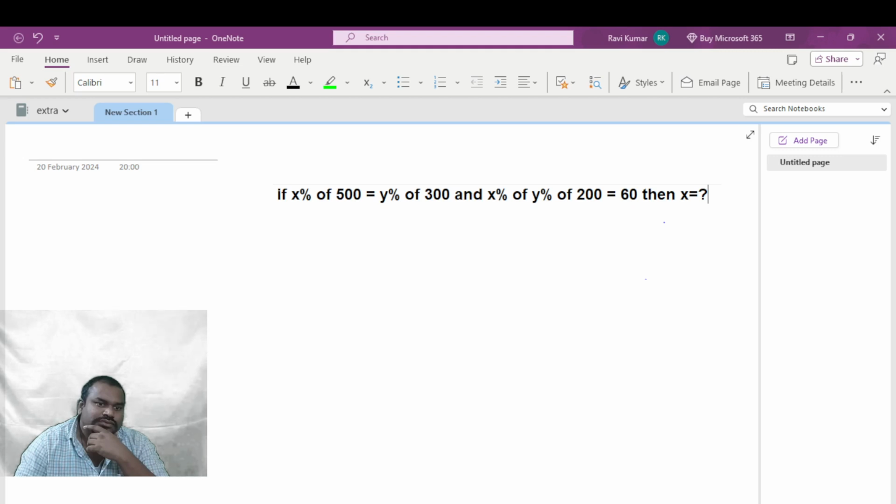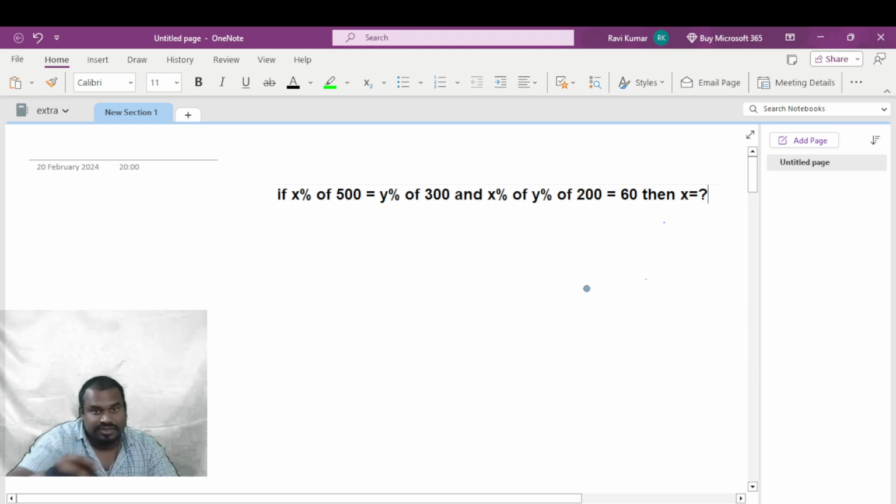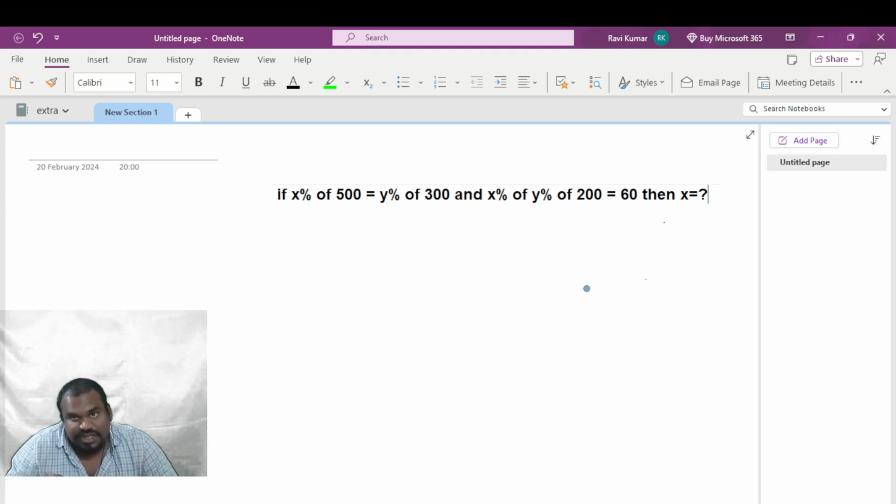x% of 500 is nothing but x by 100 into 500. And y% of 300 is nothing but y by 100 into 300. From this, we will get a relation between x and y. We'll use that relation and find out the x value by substituting in the second equation. What is the second equation? x% of y% of 200 is equal to 60.